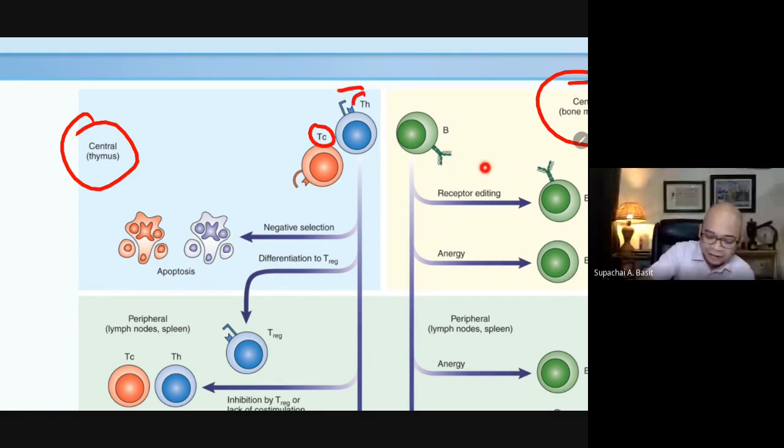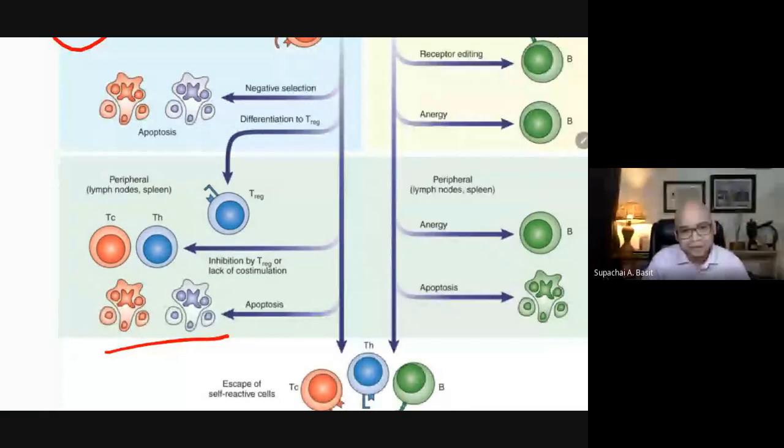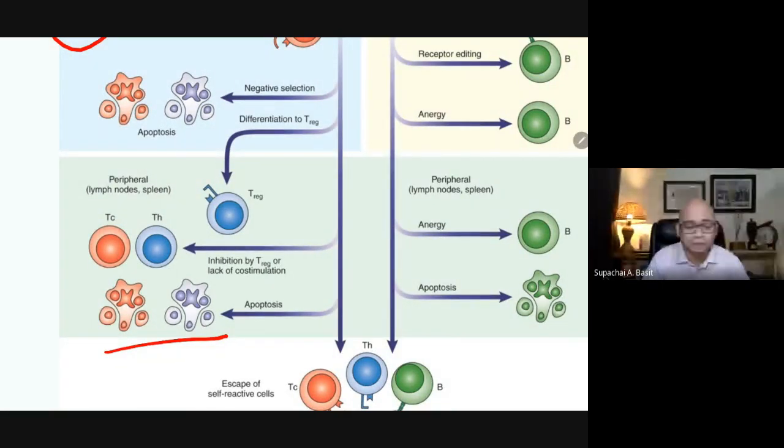If T cells possess TCRs that bind to self-antigen in the thymus, they are deleted by means of apoptosis. So if TCRs bind to self-antigen in the thymus, they are deleted by means of apoptosis. And why is it important? So that later on, they will not escape to the circulation and will not be treated as foreign.